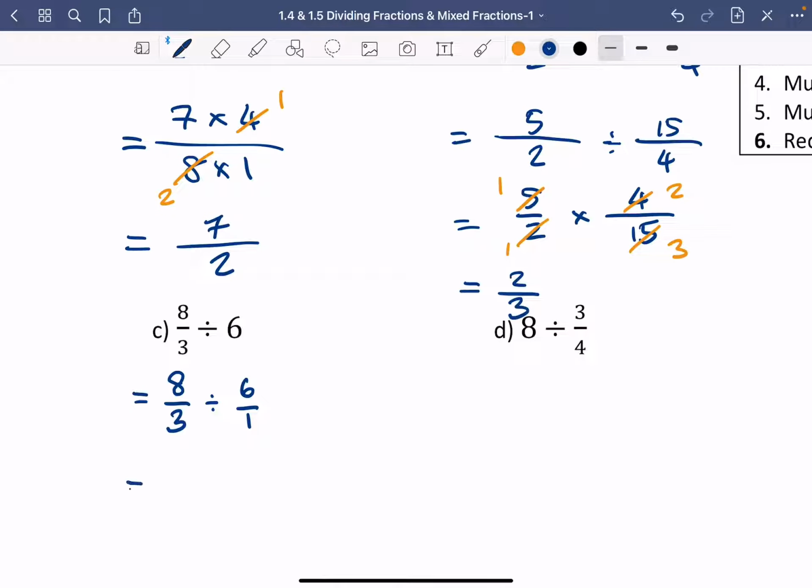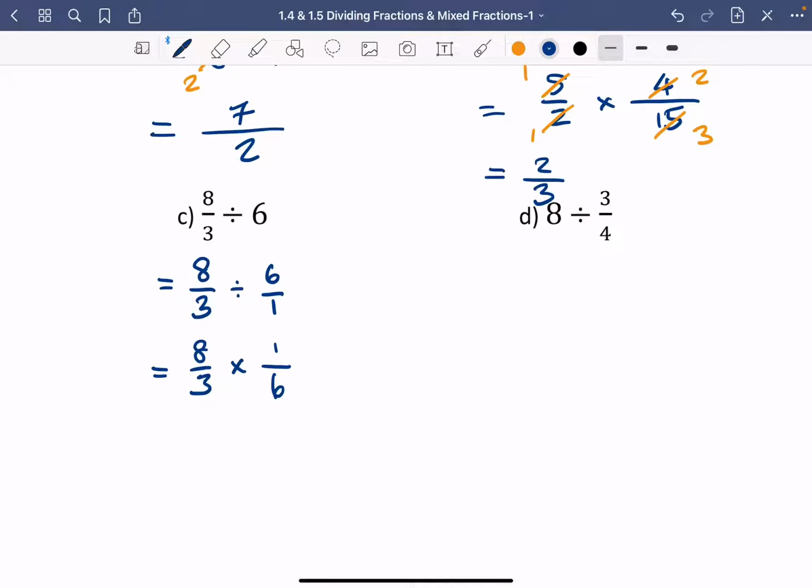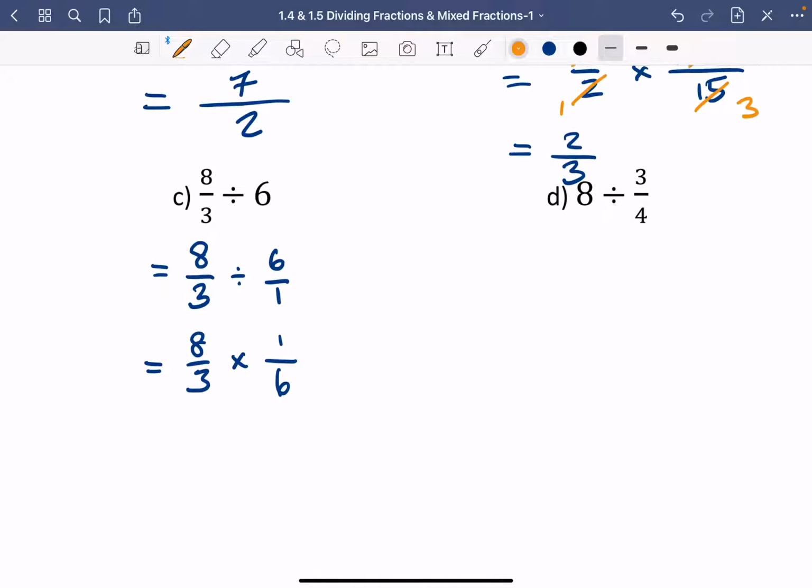So starting from the second step, 8 over 3, we'll change the division to multiplication and then flip the second fraction. So that's 1 over 6. And so we have a common factor between 8 and 6, which is 2. So 8 divided by 2 is 4, 6 divided by 2 is 3. And so my answer here is 1 times 4 is 4, 3 times 3 is 9, 4 over 9.